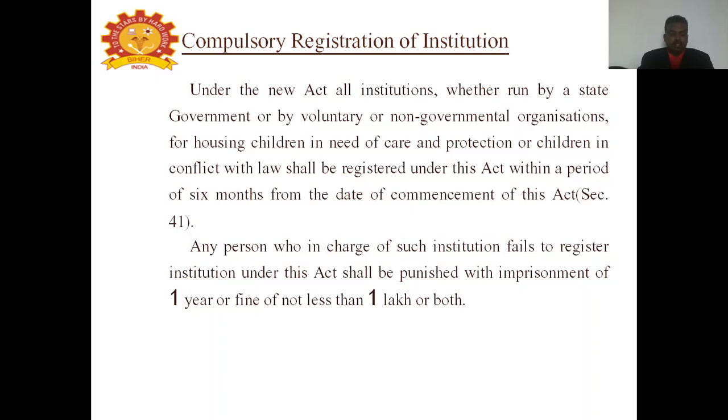Otherwise, the inspection will also be done by the District Child Protection Unit. They inspect all the children's homes. So this is a very long process. It all comes under the Juvenile Justice Act 2015. Any person in charge of such an institution who fails to register it under this Act shall be punished with imprisonment of 1 year or a fine of not less than 1 lakh or both. So all the institutions should be registered under the Juvenile Justice Act 2015.